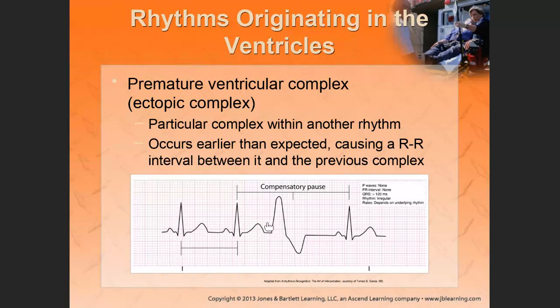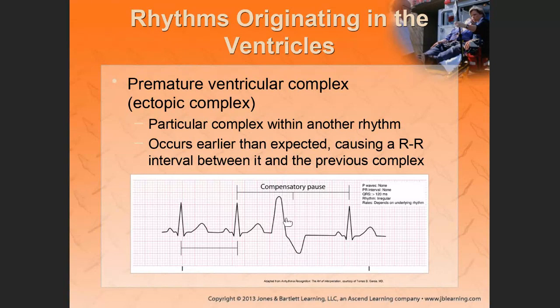Now, what has happened is we see a new waveform, but what is unique to the waveform? It is a QRS complex and it is wide, right? So where is it originating from? If it's a wide complex, where is it coming from? The ventricle. So this is what we call a premature ventricular contraction.